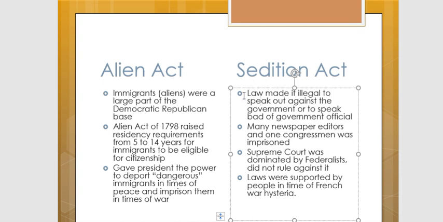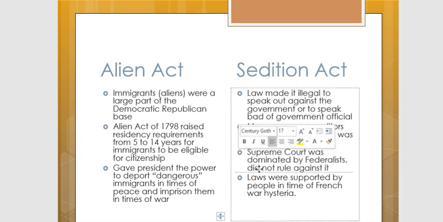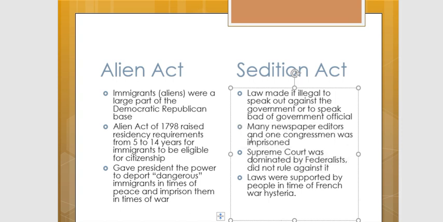So the Sedition Act was a law that made it illegal to criticize the government or to speak bad about any government official. Basically, this is eliminating freedom of speech. Newspaper editors and our one congressman are going to be imprisoned because of this. Okay? So basically, newspapers are printing stuff that the Federalists aren't liking, so they're throwing them in jail. The Supreme Court is dominated by Federalists, and they aren't ready to rule against it yet.